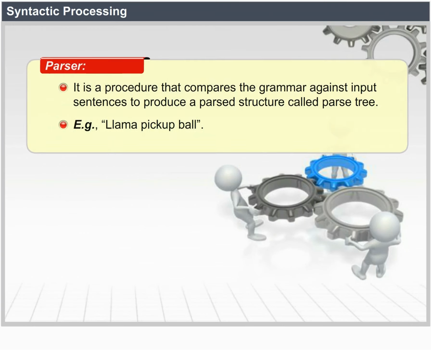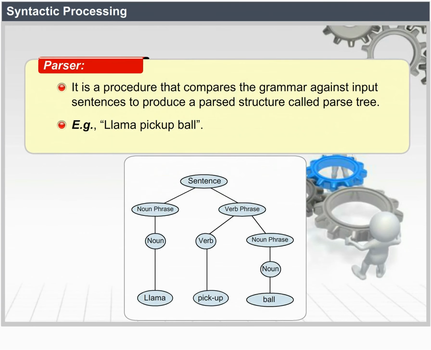Parser: it is a procedure that compares the grammar against input sentences to produce a parsed structure called a parse tree. Example: llama pick up ball.